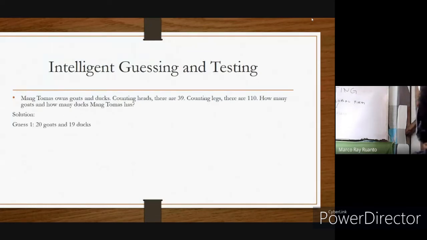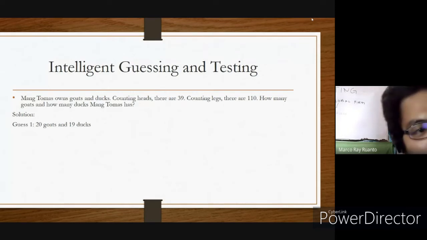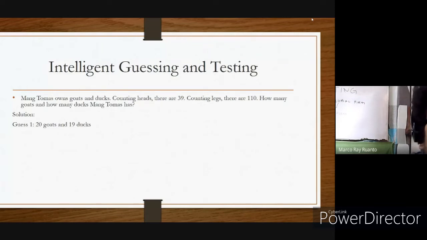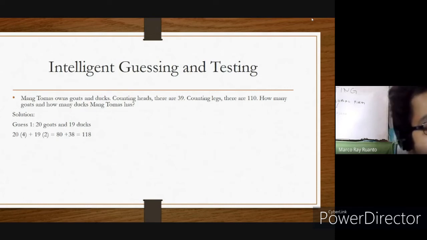Okay, so this would be my solution. My first guess is, what if there would be 20 goats and 19 ducks? That's a total of 39 heads. Now what about the legs? 20 times 4 would be 80, and 19 times 2 is 38. So I have here 118 legs. So definitely this is not the correct answer.